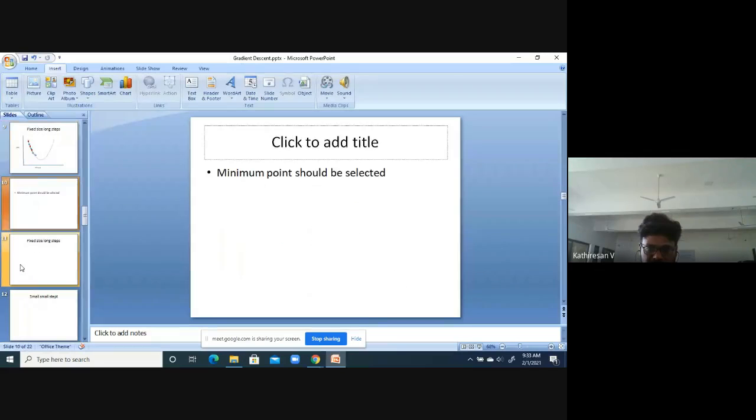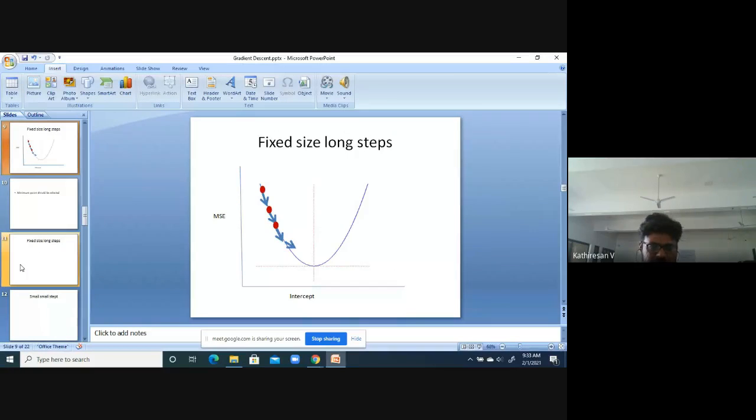So what we need to do is, here we have to take baby steps, very small steps. And here you can take a longer step. Here you have to take sensitive steps, and here you can take a longer step. This is the conclusion, and this is the way the gradient descent algorithm works. It is absolutely fine.